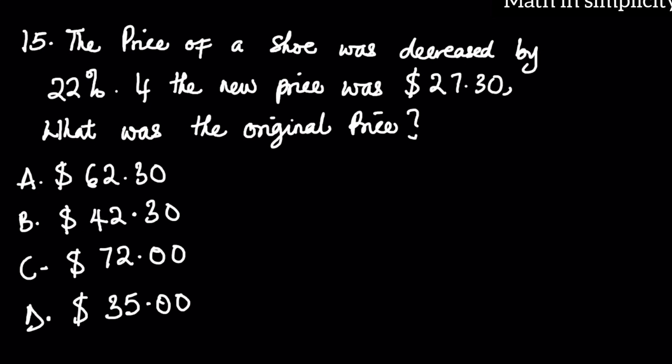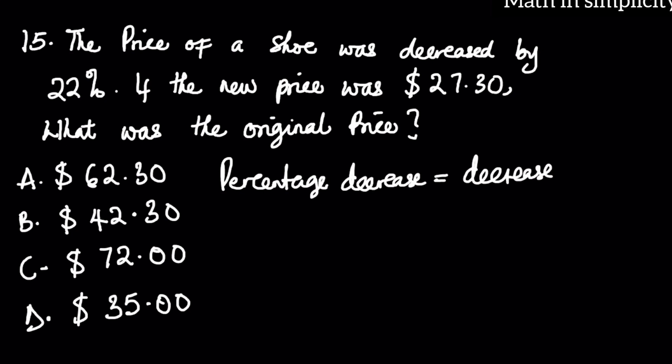And that's it. Alright, for question number 15, we have that the price of a shoe was decreased by 22%. If the new price was $27.30, what was the original price? So this is a percentage decrease problem, and from the formula we have that percentage decrease is given by the decrease divided by the original or actual price times 100%.